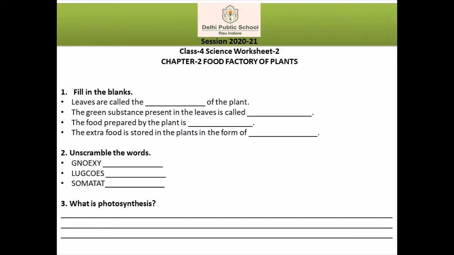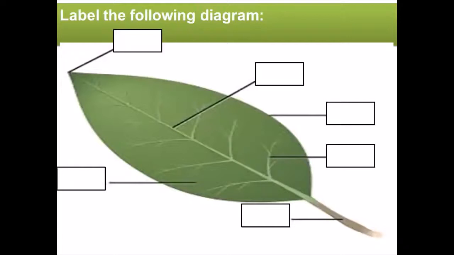Clear? No need to write it down right now. We have discussed it already. Now try to do it yourself. Then I'll be uploading a solved worksheet also for you. Now label the following diagrams. What are the different parts of a leaf? See, this is the tip of the leaf.